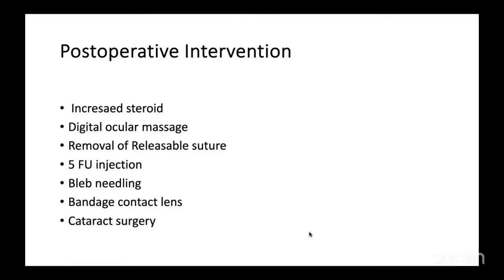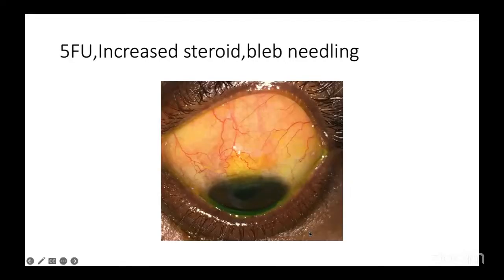This is a case that has increased vascularization with corkscrew vessels everywhere. Now in this case, I would like to increase my steroid. If the patient is using steroid 2 hourly after 10 days, I would like to increase the steroid to prolong the duration of the 2 hourly steroids, and then give the patient 5-FU injections, and then prepare the patient for bleb needling. So you need to know when to do this kind of small intervention. It helps in the survival of the bleb.